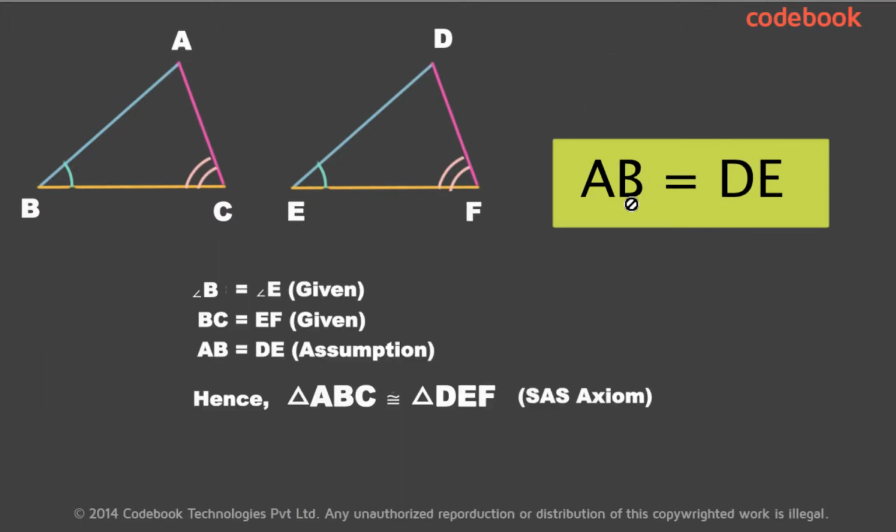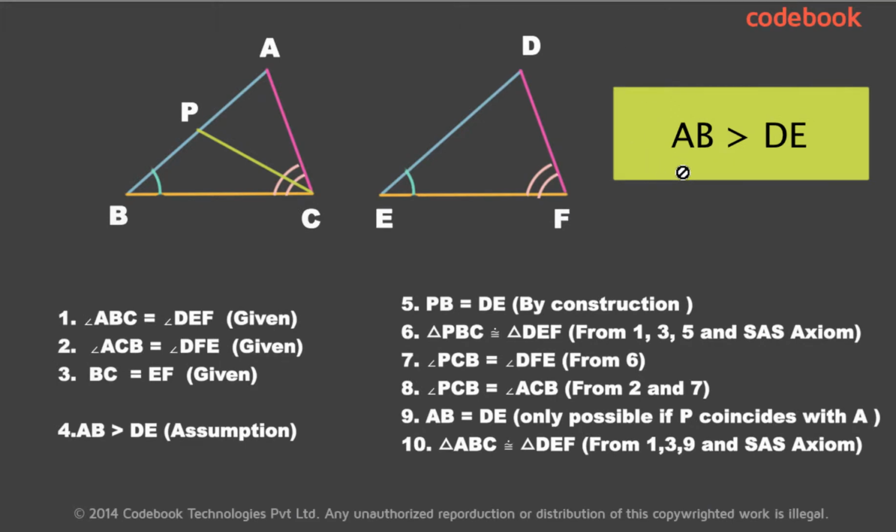So let's take the first scenario where AB is equal to DE. So we are making an assumption that these two are equal, and we have been given angle B equal to angle E and BC is equal to EF, and we have made an assumption AB is equal to DE. So by SAS axiom, which is if two sides and an included angle of two triangles are equal, then those two triangles are congruent, we can say these two triangles are congruent.